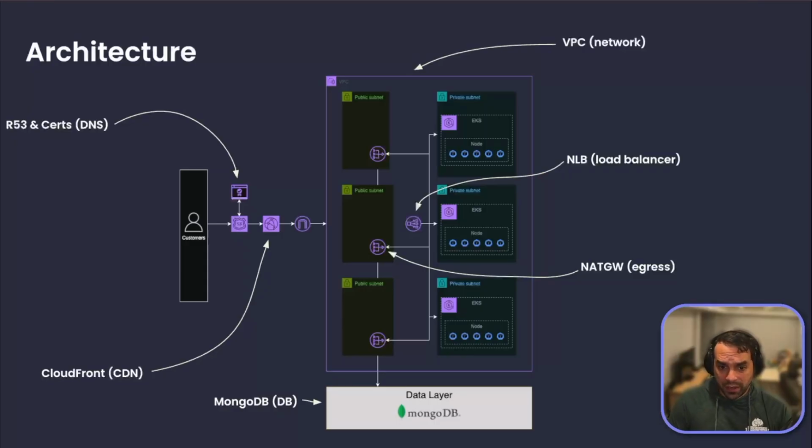The architecture is probably no surprise. It's a pretty standard architecture. We have a CloudFront that fronts the whole architecture. We are using Route 53 for DNS. We have a two-tier VPC with public and private subnets, and our EKS cluster is in the private subnet, and the requests are forwarded into that Kubernetes cluster through a network load balancer. We egress our traffic to the database and other sources through a NAT gateway.